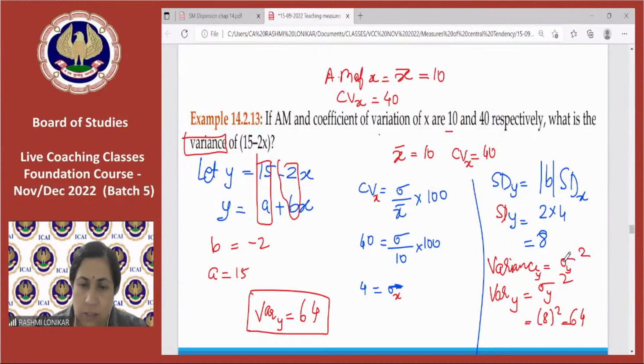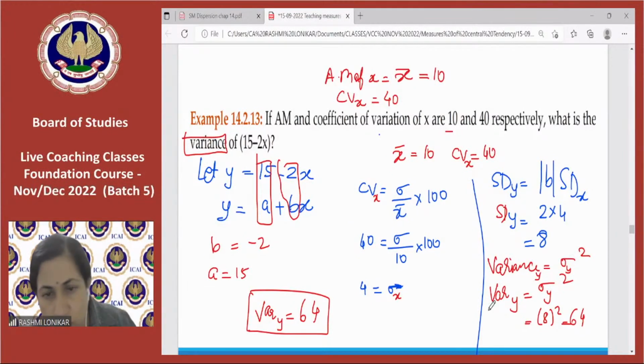Yes, Zeba, it is the same thing that I just now explained, that arithmetic mean of x, that is x bar, is given to you as 10, coefficient of variation of x is given as 40. Just put it in the formula, CV of x is equal to sigma upon x bar into 100, and from there we get sigma x as 4. Now standard deviation of y is 8, and then variance of y will be equal to standard deviation of y whole square, and you've got the answer.